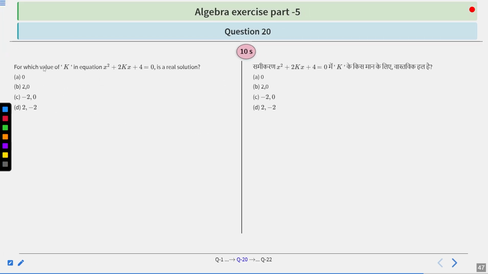Next, for which value of k does the equation x square plus 2kx plus 4 equal to 0 have a real solution? Options are option A 0, option B 2 comma 0, option C minus 2 and 0, and option D 2 and minus 2. These are the options.